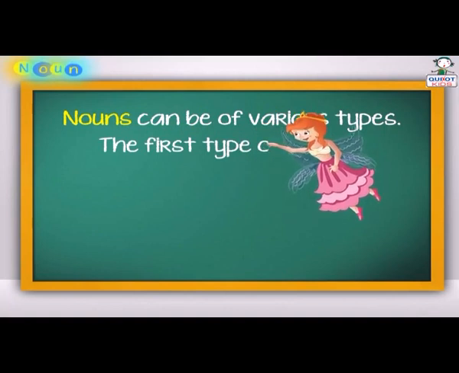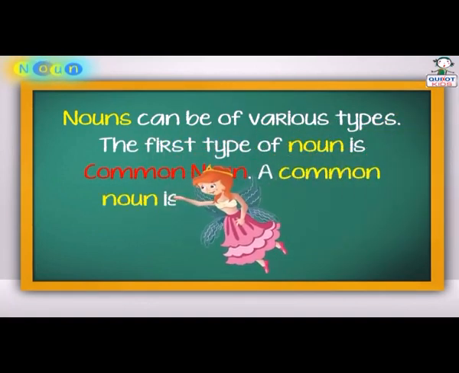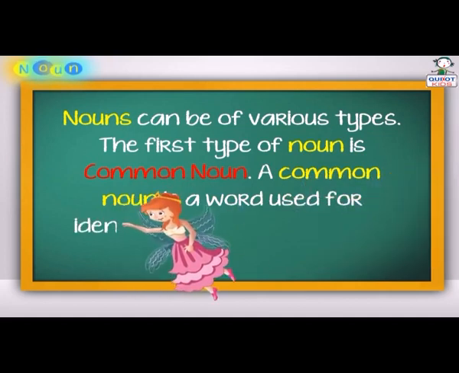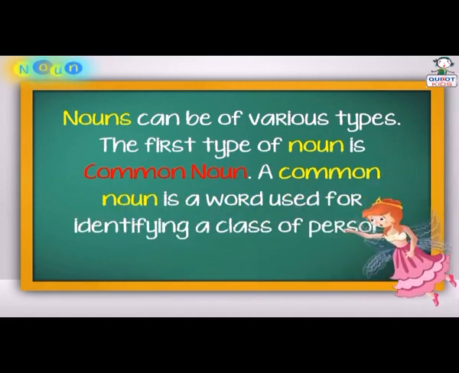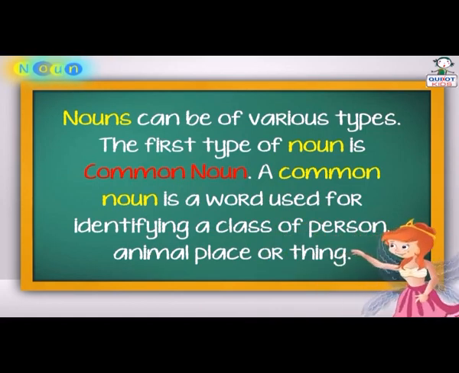The first type of noun is common noun. A common noun is a word used for identifying a class of person, animal, place, or thing.